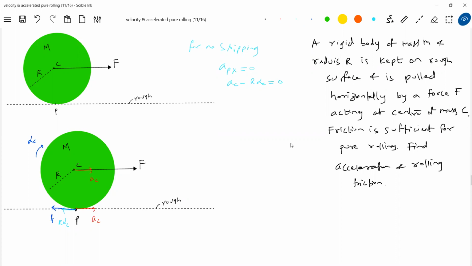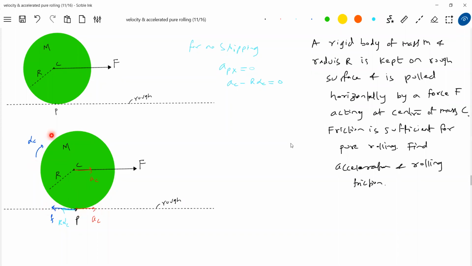Because I apply force F. The center of mass starts describing translational motion. Because the force is acting at the center of mass, only translational motion is described. Due to translational motion, all points should also have the acceleration of center of mass. So the point P, the point of contact, will have acceleration a_C like this. Since point P is having acceleration forward, the friction should oppose relative motion. So the friction by the ground on the rigid body will be towards left.